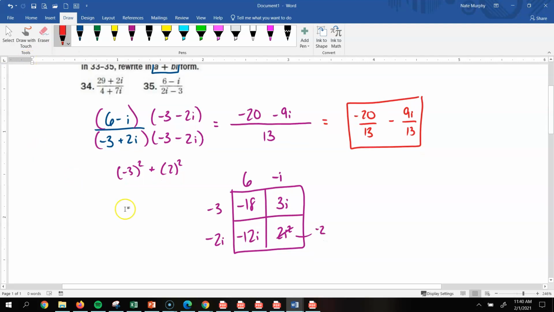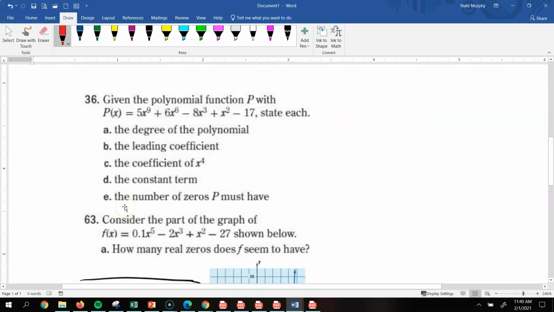All right, let's look at 36. So for 36, we're asked to find the degree of the polynomial. Now, first off, before we find the degree, you always want to make sure it's in standard form.